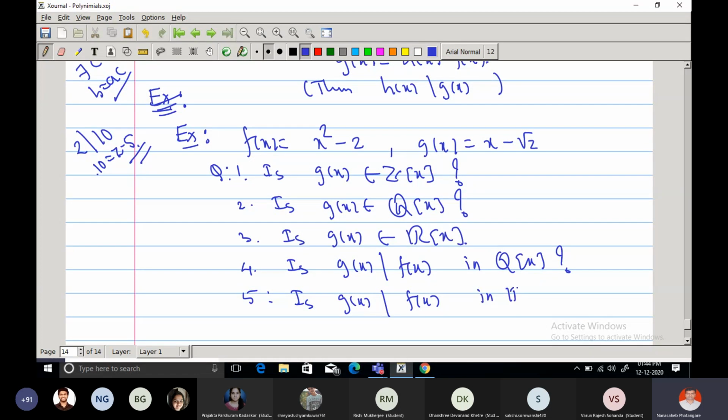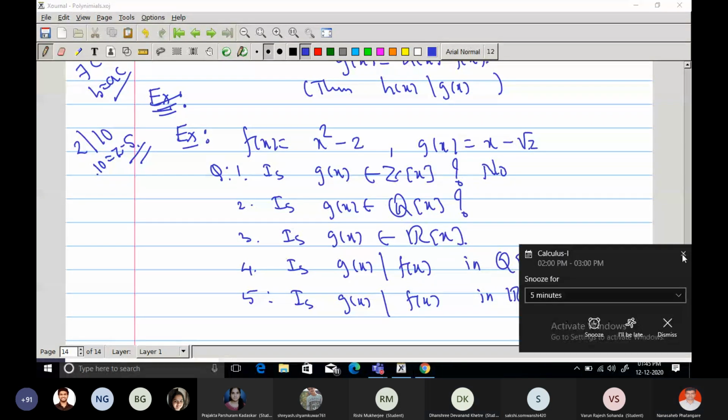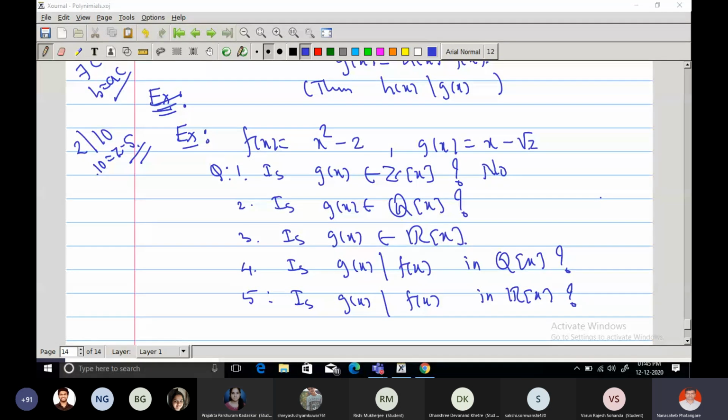Is g(x) in Z[x]? No, sir, because the coefficients are not integers. One coefficient is root 2, which is not an integer. Is g(x) in Q[x]? No, because the coefficients are root 2 and 1, but root 2 is not rational. If a polynomial is in Q[x], all coefficients are rational. Is g(x) in R[x]? Yes, sir, root 2 is a real number.